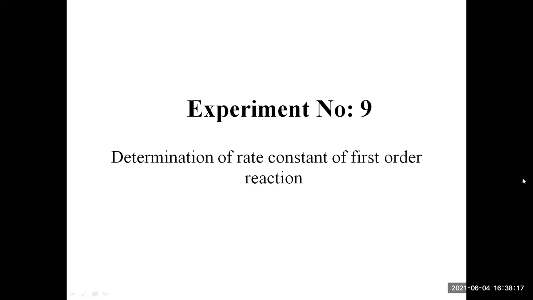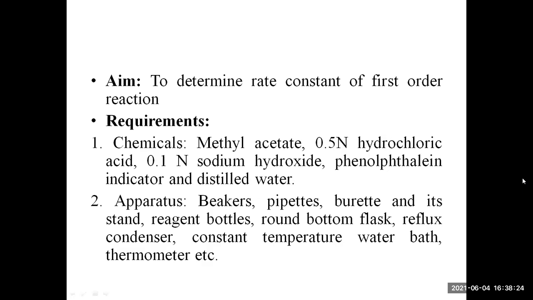Experiment number 9, determination of rate constant of first order reaction. Aim of this experiment is to determine rate constant of first order reaction. Requirements: chemicals, methyl acetate, 0.5 normal hydrochloric acid, 0.1 normal sodium hydroxide, phenolphthalein indicator and distilled water.